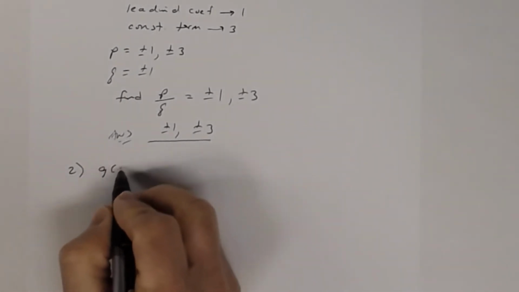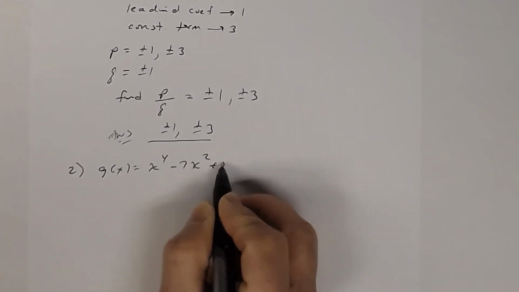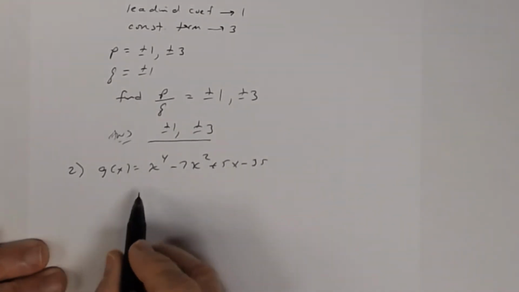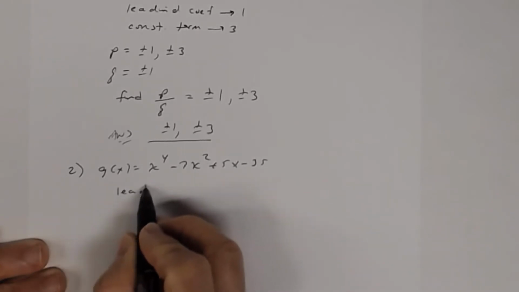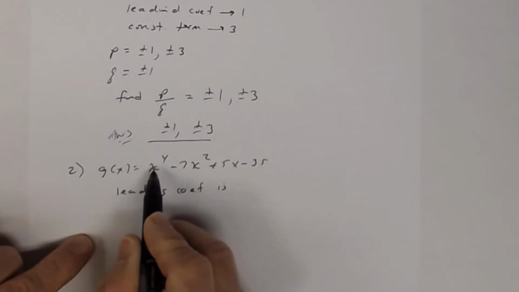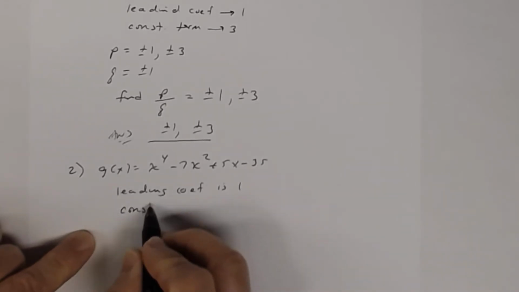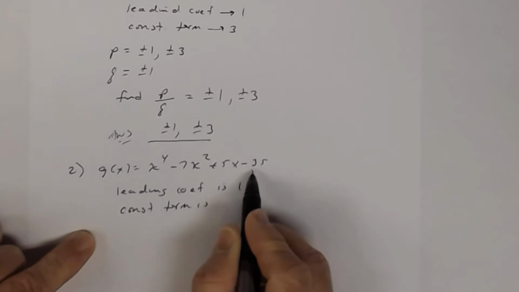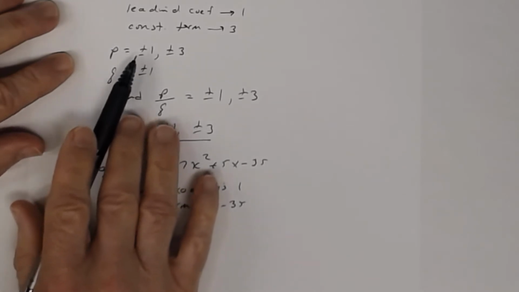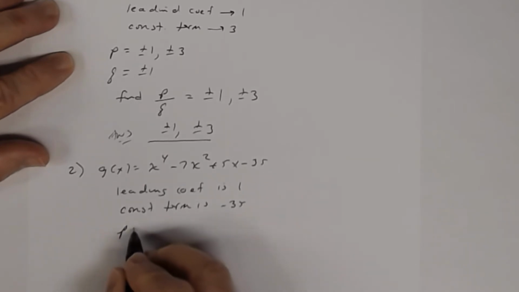We have g of x is equal to x to the 4th minus 7x squared plus 5x minus 35. All right, so let's talk about what the leading coefficient is. So it's a good idea to determine that. Leading coefficient is 1. It's in descending order, right? So the leading coefficient is 1. The constant term is negative 35. And so I'm going to list the p's, which are the factors of the constant term. So p will equal.